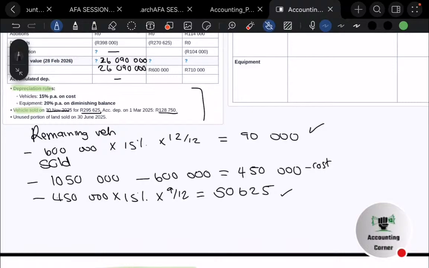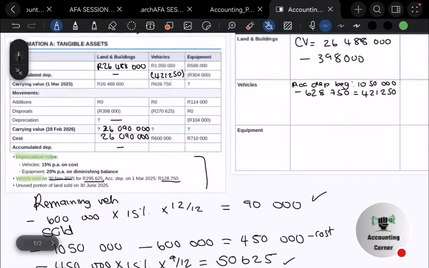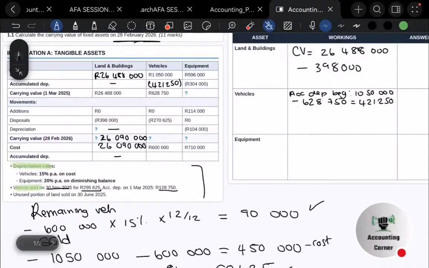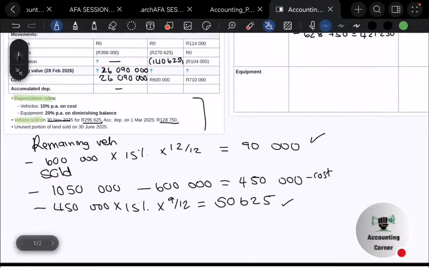Okay, so now we have depreciation for both remaining and sold. We add those two together to get depreciation for vehicles in total. So 90,000 plus 50,625. And that will give us depreciation of 140,625. Okay. So now we can calculate our carrying value at the end for vehicles.